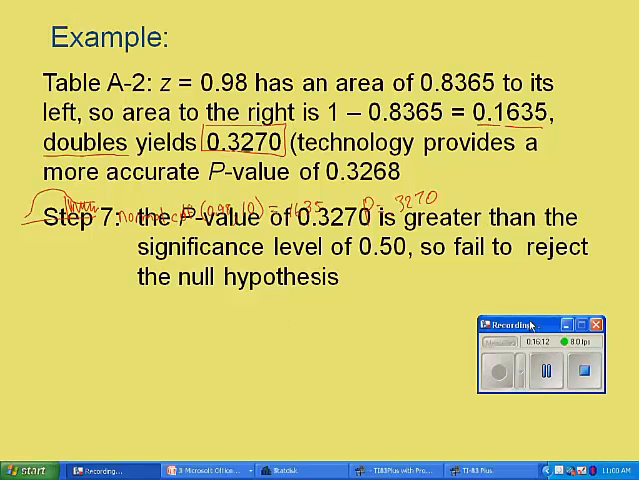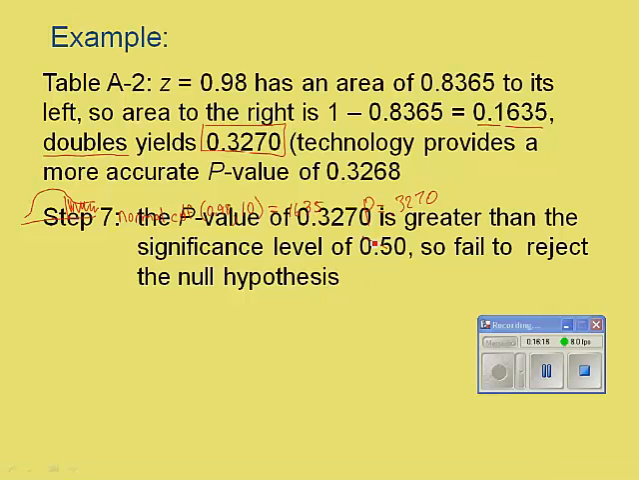And they say, all right, that's greater than the significance level of 0.05. So fail to reject the null hypothesis. I'll have to fix that, that's a typo. The significance level is not 50%. The significance level is 0.05. So fail to reject the null hypothesis.